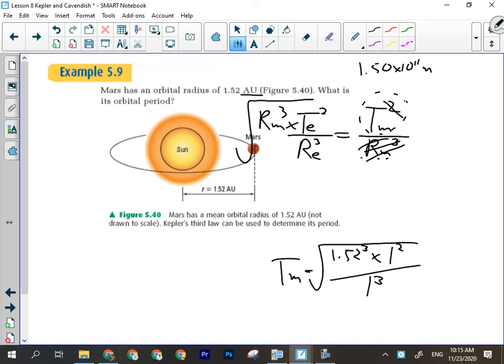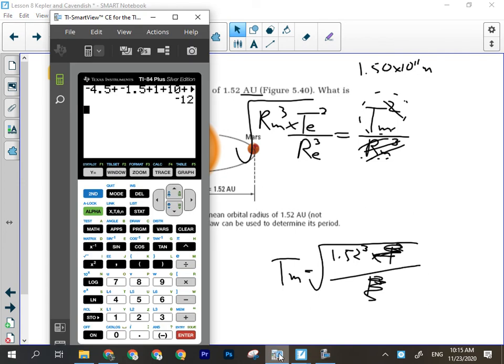Which is sweet, because what's 1 cubed? 1. What's 1 squared? 1. So really, I'm just taking the square root of 1.52 cubed. When I punch that into my calculator, square root of 1.52, to get the cube, you actually have to hit the math button and hit 3, and it puts it cubed. So you do that if you haven't done that before. Cube root is 4. All right, so a year on Mars is 1.87 Earth years. So you would have a birthday just a little less than half as often.